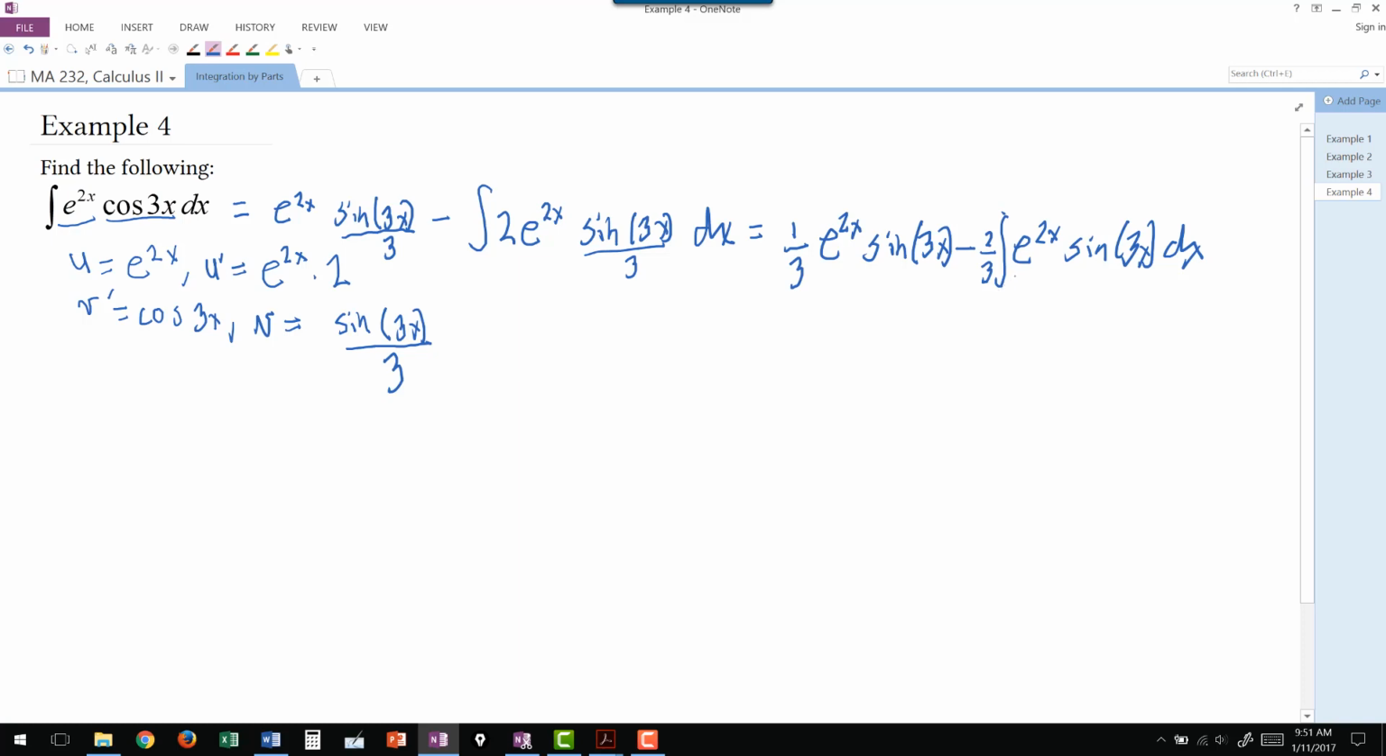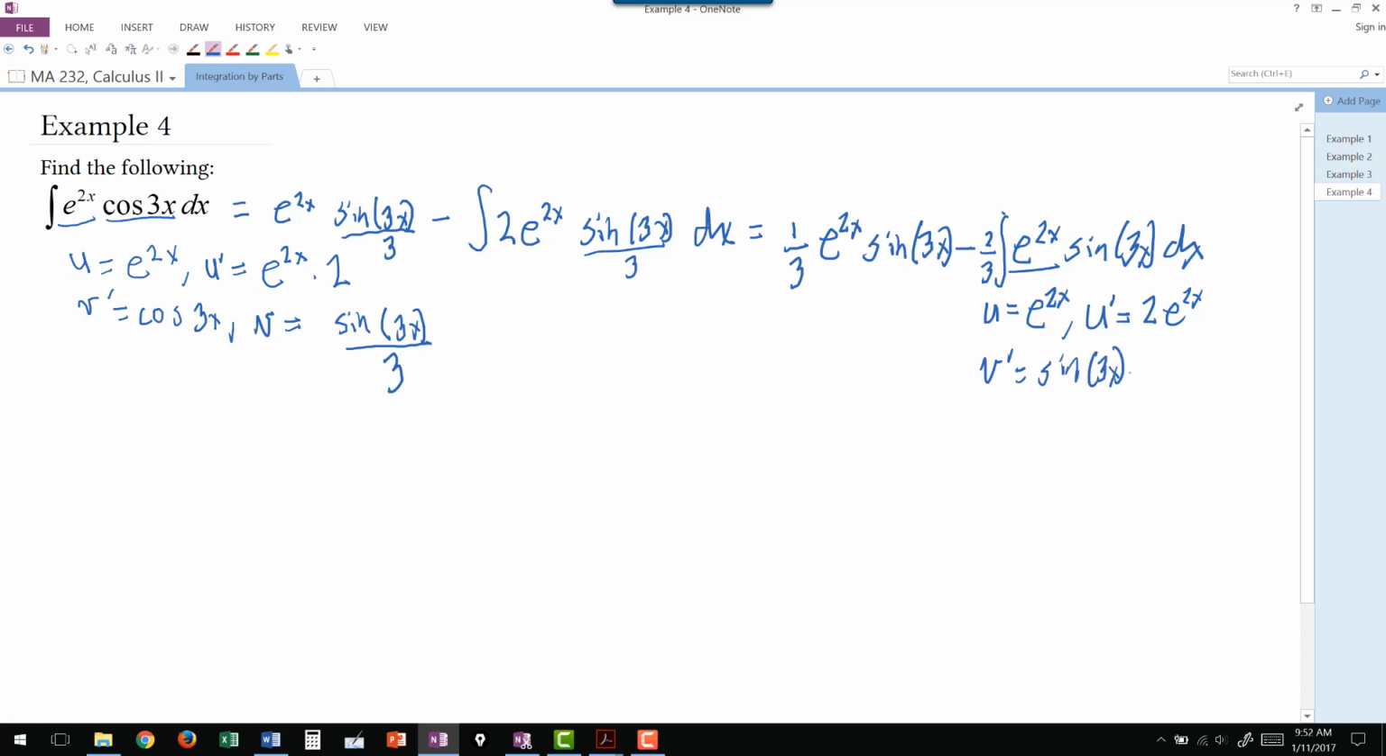What's important here is to be consistent in the way we've selected u and v prime. So since I let u be the exponential part in the first application of parts, I'll let it be the u in the second application of parts as well. So my u will still be the exponential, which means the u prime is again 2e to the 2x. And that leaves v prime to be the sine of 3x.